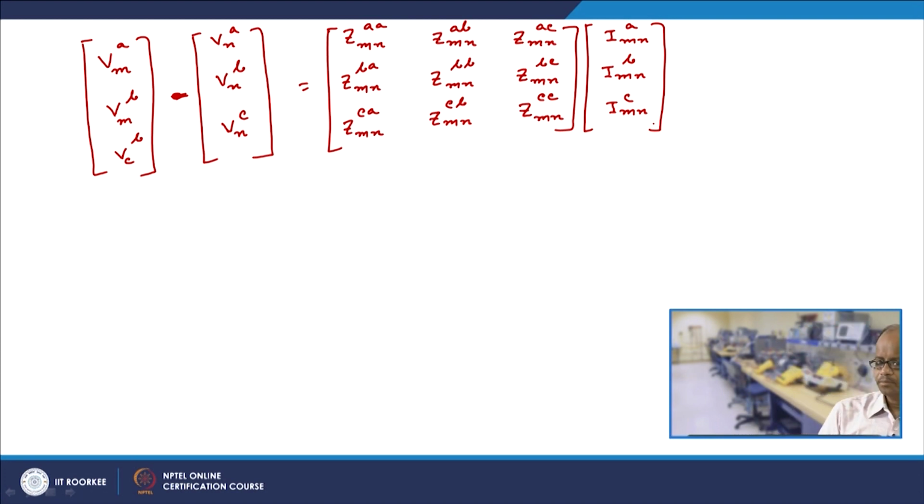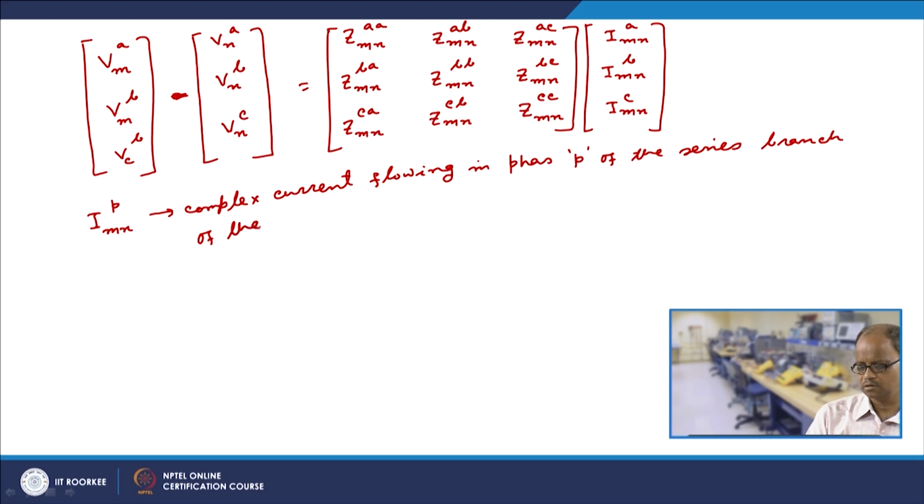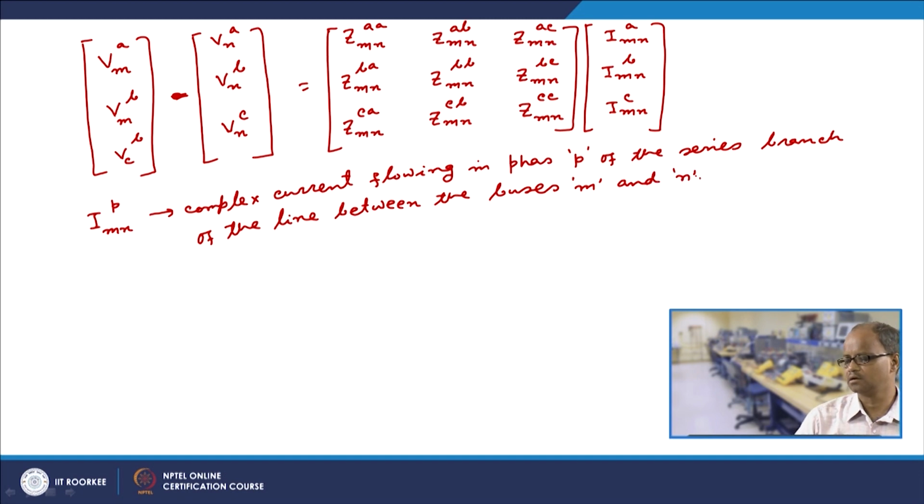What is this quantity IMNA, IMNB, IMNC? So, we write that IMNP is actually the complex current flowing in phase P of the series branch of the line between the buses M and N, and where of course P is equal to phase A, phase B, phase C.